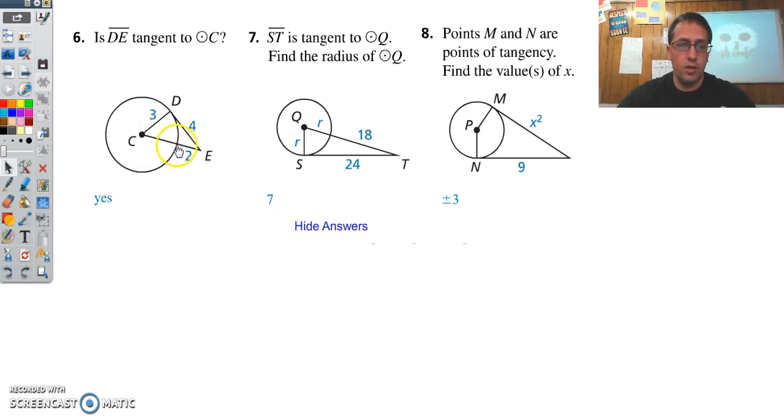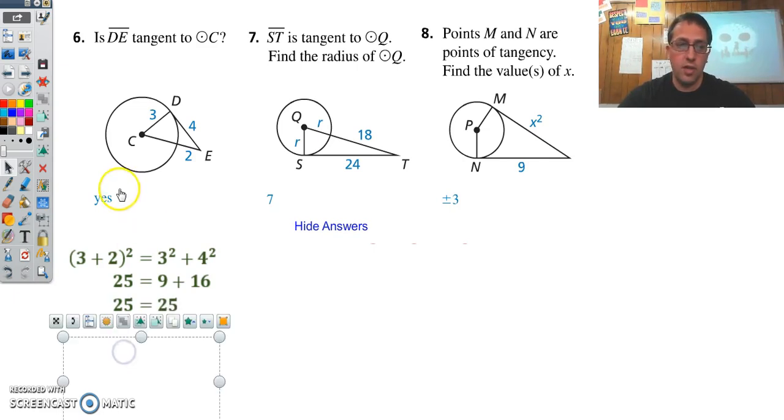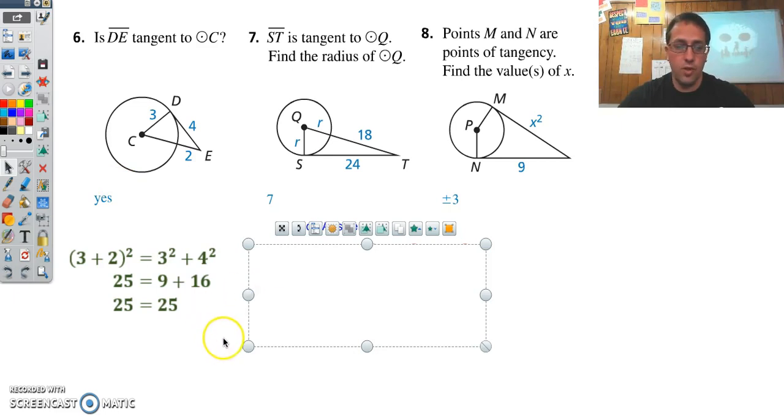2 is just from E to the circle. We also have to add this distance here. So the length of our hypotenuse is actually 3 plus 2. Well, 3 plus 2 is 5, so that's 5 squared equals 9 plus 16. And 25 does in fact equal 25. So yes, this works by the Pythagorean theorem.